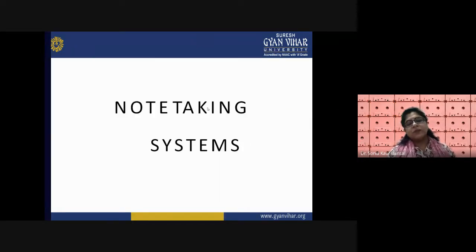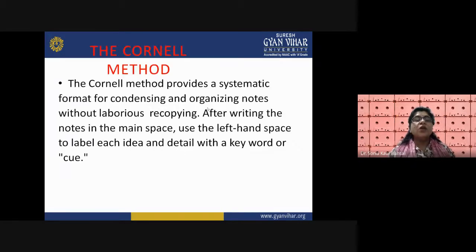Now let's talk about the note-taking system. What is a note-taking system? There are some beautiful methods which I'm going to discuss with you. First of all is the Cornell method, C-O-R-N-E-L-L. Students, it provides a systematic format for condensing and organizing notes without any laborious recopying. It means you are not copying down everything you listen to or read. Without laborious recopying, you are organizing your notes.